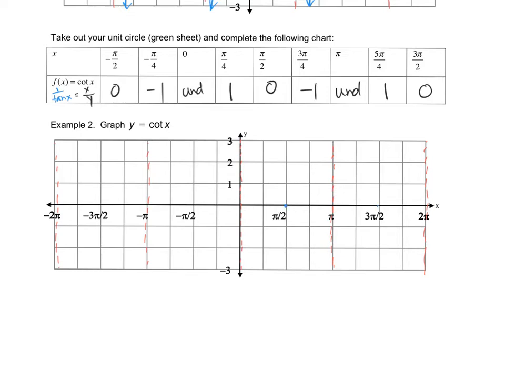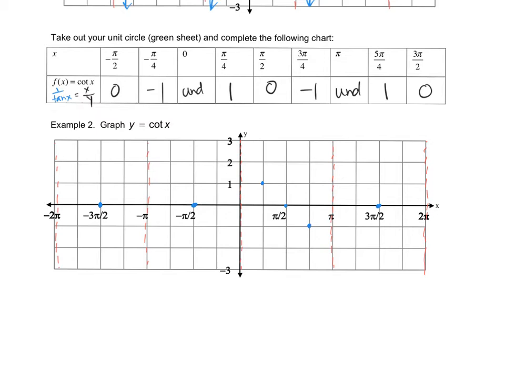And these happen halfway between my asymptotes. So really, once you've got those, you can just go halfway. And then I need to figure out whether I go up or down from there. So every pi over 4, I have a key point that I'm going to plot. So at pi over 4, it's still a positive 1. And at 3 pi over 4, it's still a negative 1.